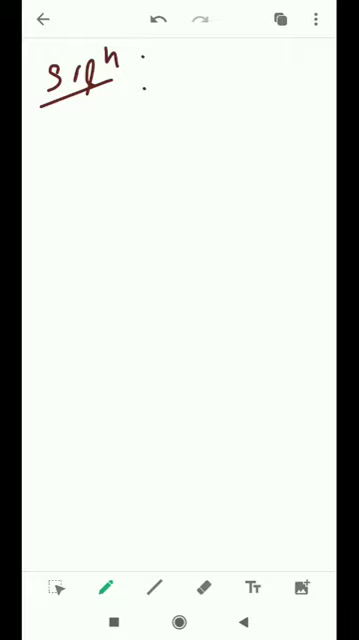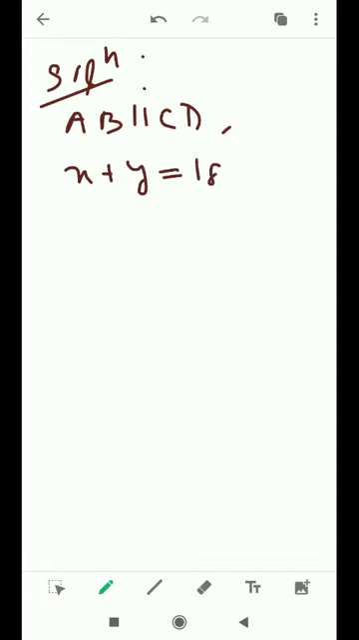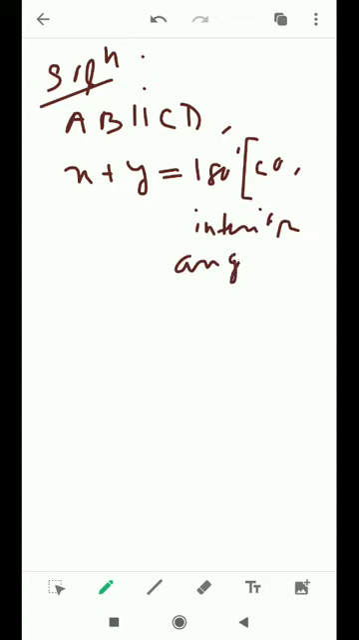So AB parallel CD means X plus Y will be 180 degree. Is it? Yes. So we will write AB parallel CD, so X plus Y equal to 180. Why 180? Because co-interior angles mean interior angles on the same side of the transversal. So this is number 1 I'm marking.